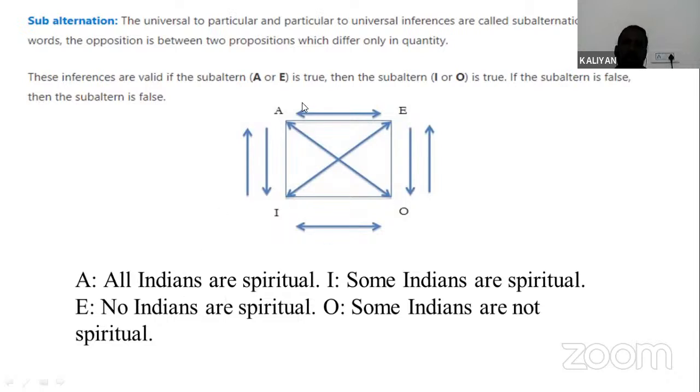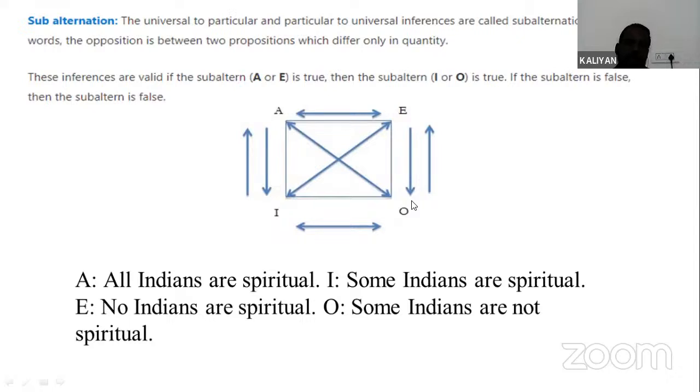For example, all Indians are spiritual or some Indians are spiritual. So if all Indians are spiritual, no Indians are spiritual means it's a contrary. So A and I are the sub-alternation. And some Indians are spiritual has as its opponent some Indians are not spiritual. Universal to particular, sorry, universal to particular is different from contrary, it's sub-alternation. So this is a major difference between categorical propositions.